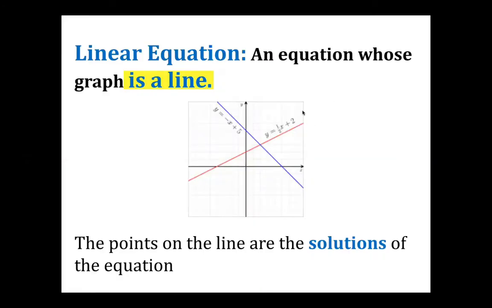Let's first look at a definition of a linear equation. So a linear equation is an equation whose graph is a line. The points on the line are the solutions of the equation. So let's take, for example, in this image, we have the linear equation y equals 1/2 x plus 2. That equation is represented by this red line drawn here. And any point on this line, such as this one, or even this one, would be considered solutions of the equation. So for today, we'll be covering how to graph these linear equations using a table of values.